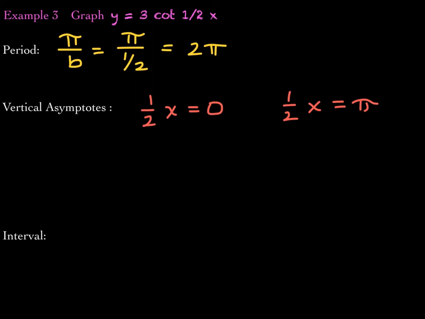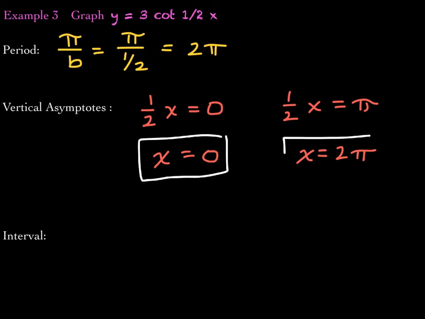So notice that in order to find the vertical asymptotes for the tangent function, we were setting the argument equal to negative pi over 2 and positive pi over 2. Now, because it's cotangent, we're setting it equal to 0 and pi to find those vertical asymptotes. Multiply both sides by 2, and you're still going to have x equal to 0. Multiply both sides by 2, and you'll get x is equal to 2 pi. Ladies and gentlemen, these are your two vertical asymptotes.